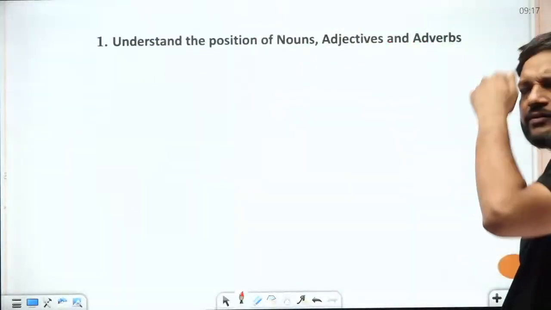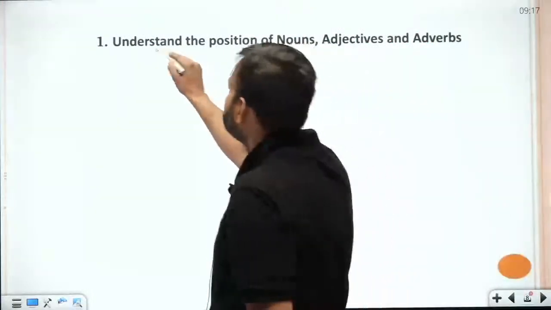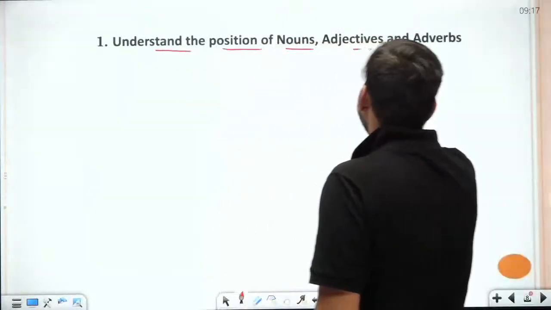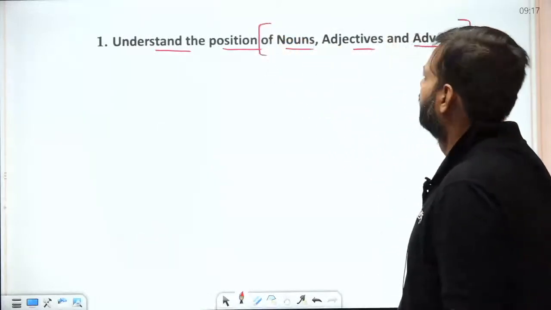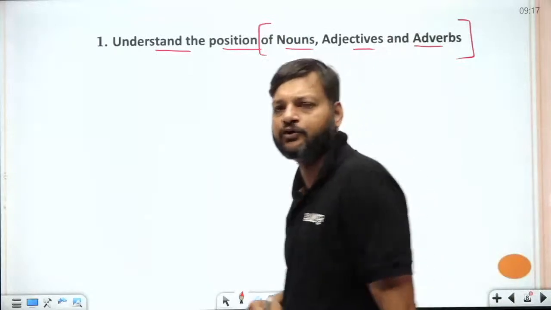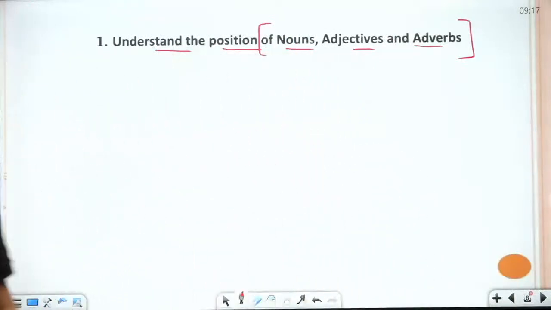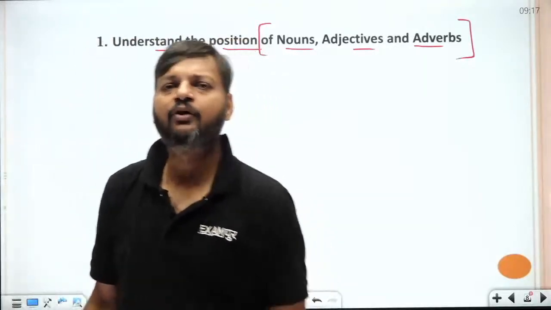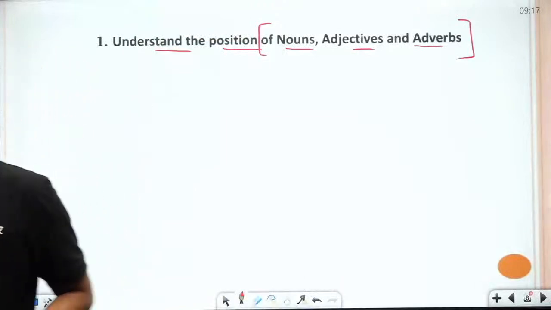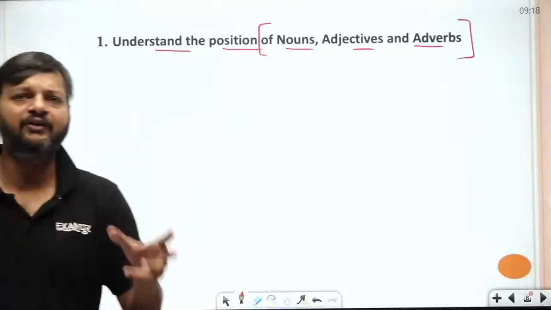The very first thing is to understand the position of nouns, adjectives and adverbs. Okay? Understand the position of nouns, adjectives and adverbs. This can be a very important trick while solving a sentence jumble, because these may help you understand the real structure of a sentence. Okay?